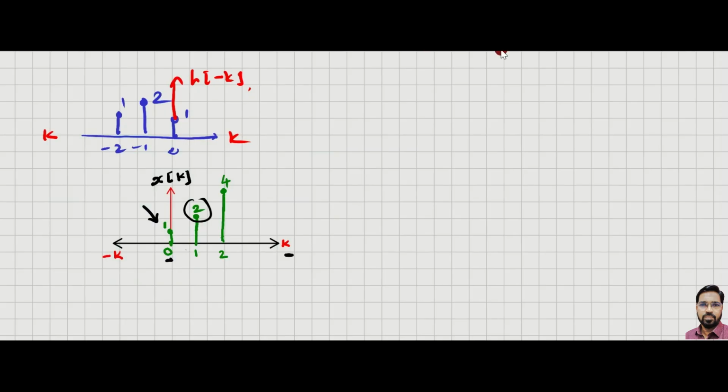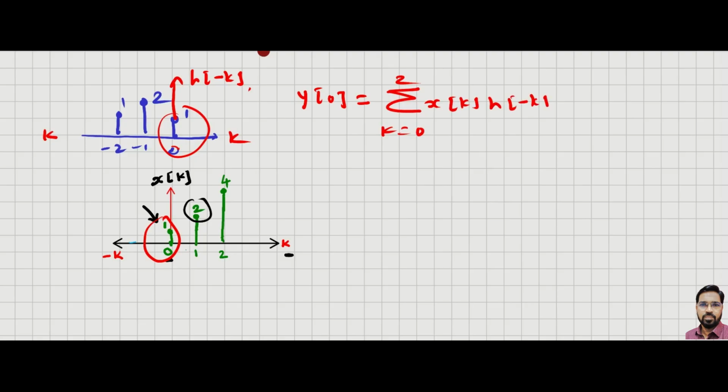Now see here, x of 0 is 1 and h of 0 is 1. So only for one value the sequences are overlapping. So we are finding y of 0, n equal to 0. Our output is summation over k equal to 0 to 2 of x of k times h of minus k, n equal to 0. That is why, only for this one value, it is overlapping.